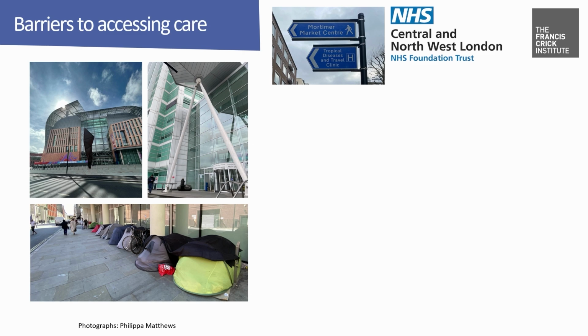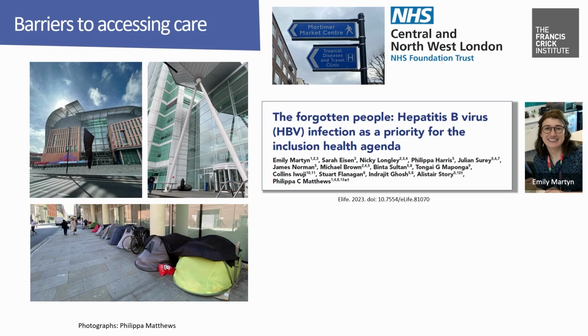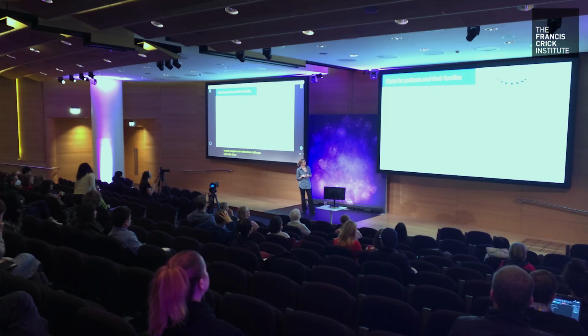Many of these people suffering from a variety of marginalisation, vulnerability, economic poverty, also live with chronic health conditions, including hepatitis B virus. And Emily Martin put together this paper about the forgotten people. That's a quote from an individual living with hepatitis B infection describing themselves. And so we're working in partnership with the Inclusion Health Programme here in London to try and recognise and redress these challenges. Let's think about cost.